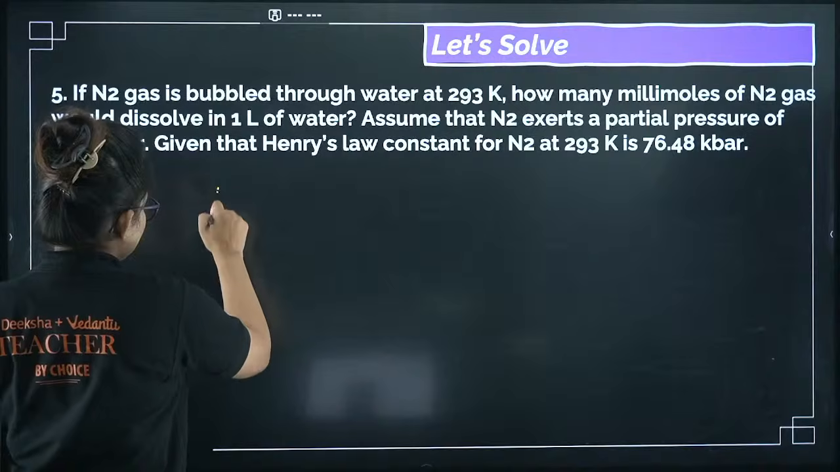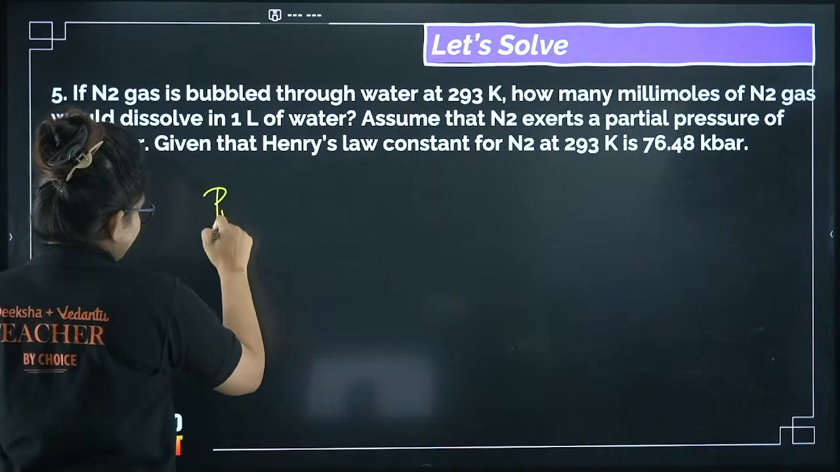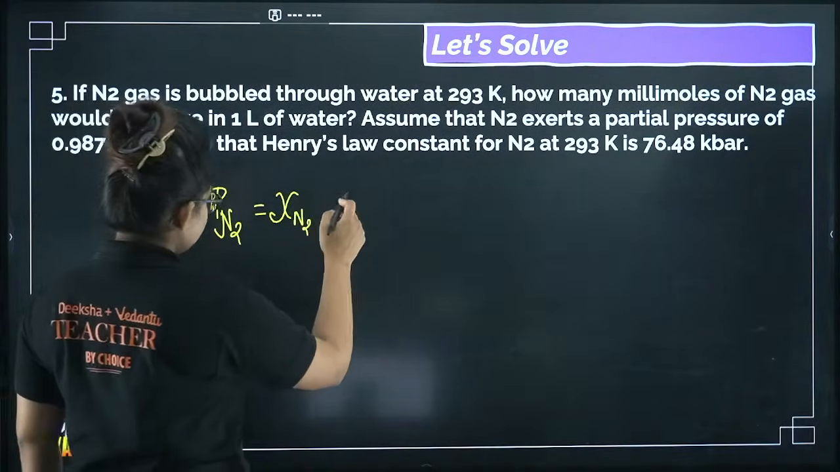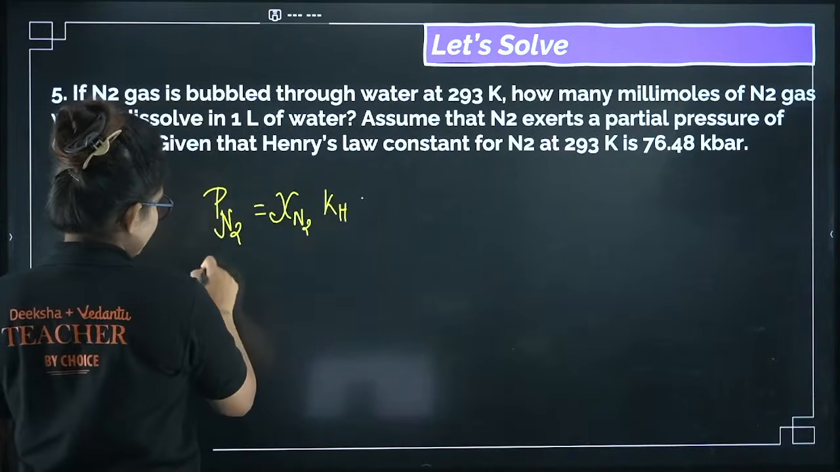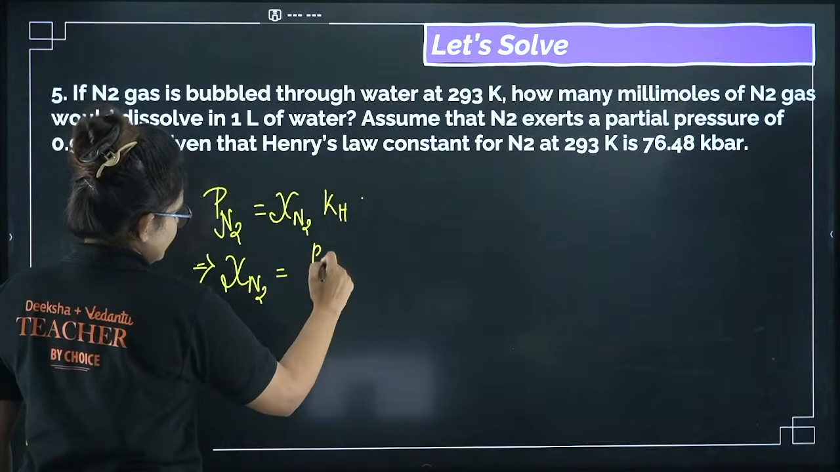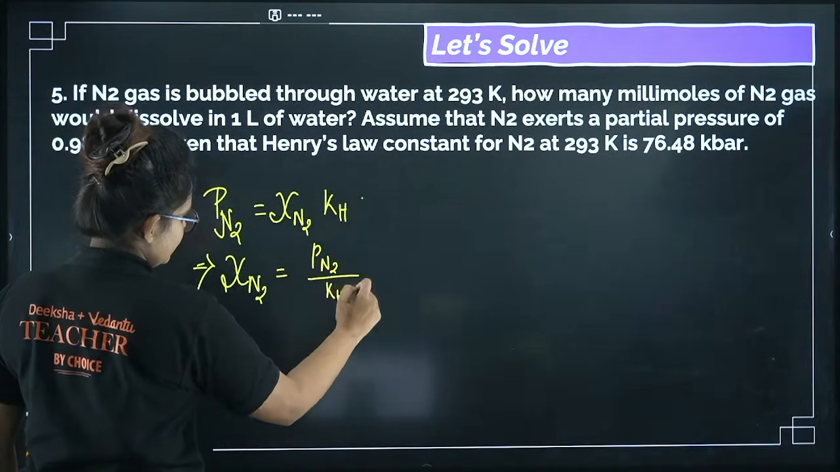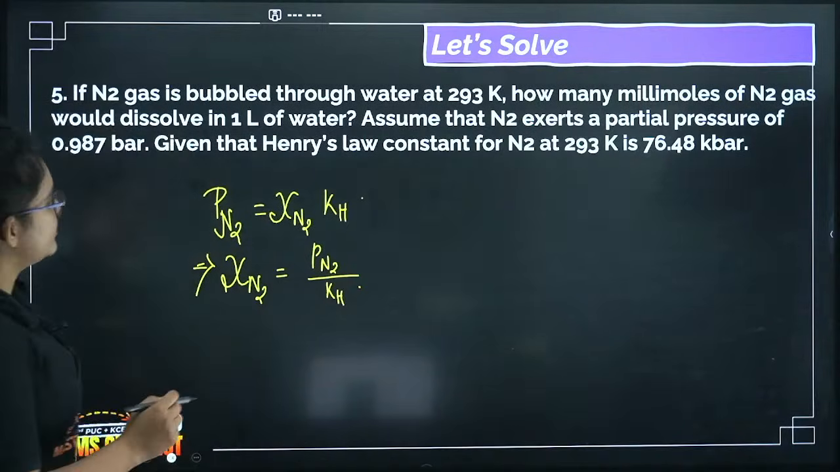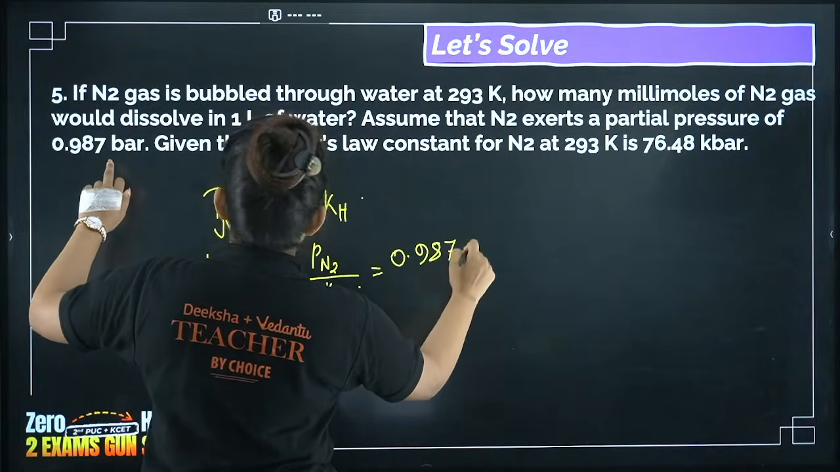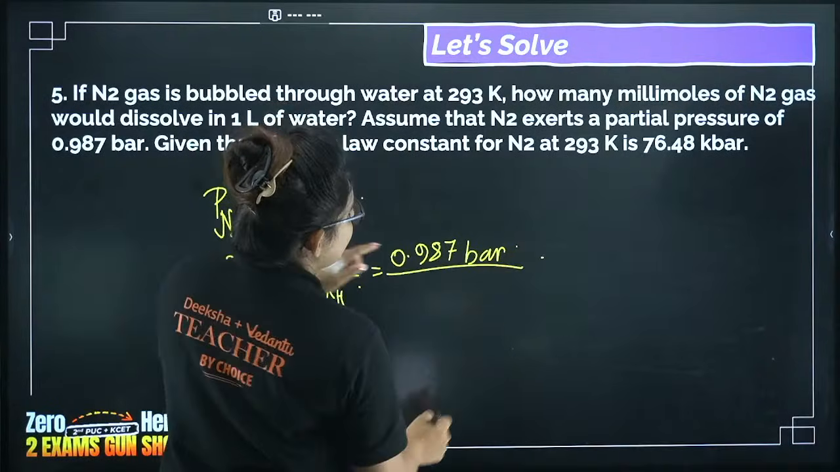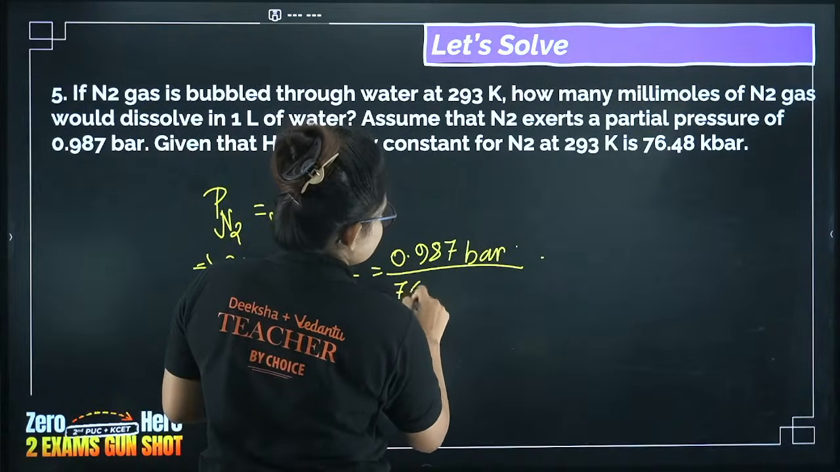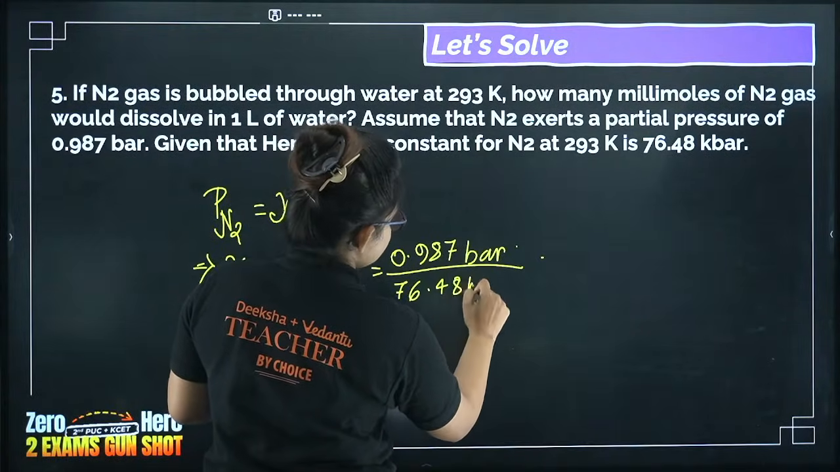First, what is the formula? You know, P of N2 is basically mole fraction of N2 into KH. From here I can actually calculate the mole fraction of N2 by P of N2 by KH. So let's put the value here. Pressure of N2 is given as 0.987 bar, divided by KH value. Henry's law constant is 76.48.